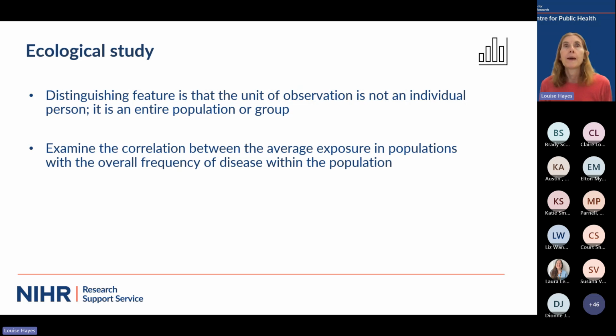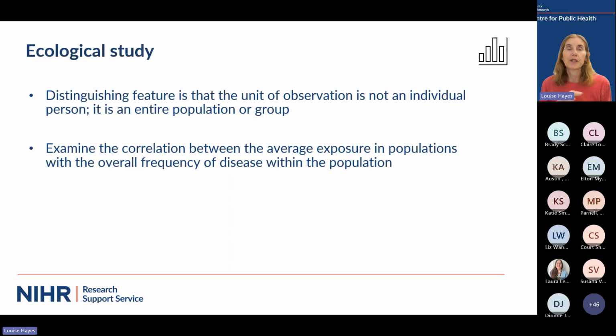just to try and give you an example of what we mean by that. So I think I said previously, but the key feature of the ecological study design is that the unit of observation, so the thing that we're analysing, is not one individual, it's an entire group or an entire population. And I've got an illustration on the next slide to try and make that clearer.